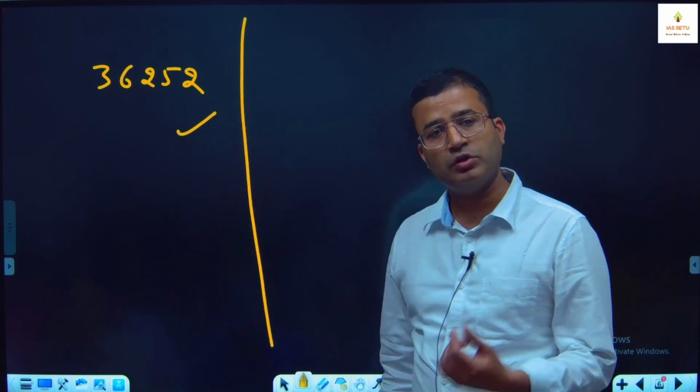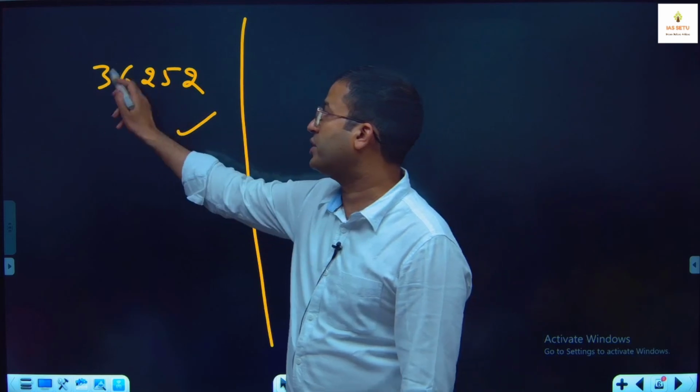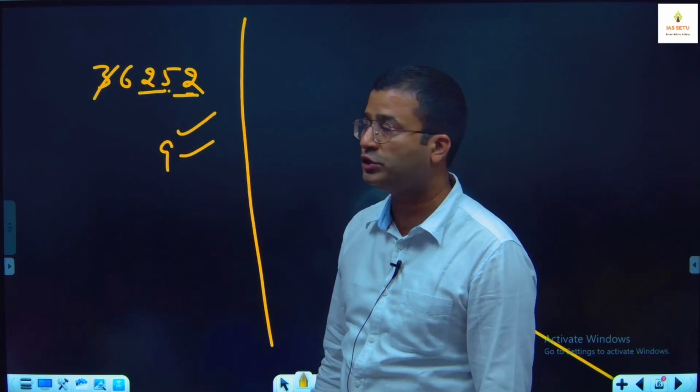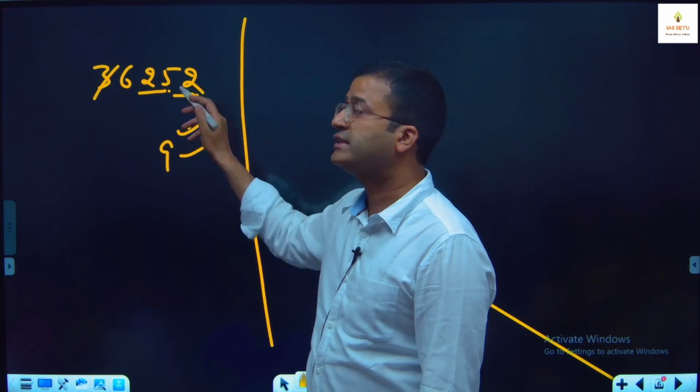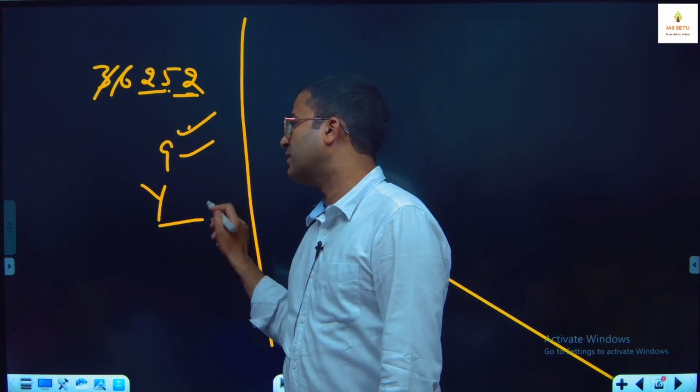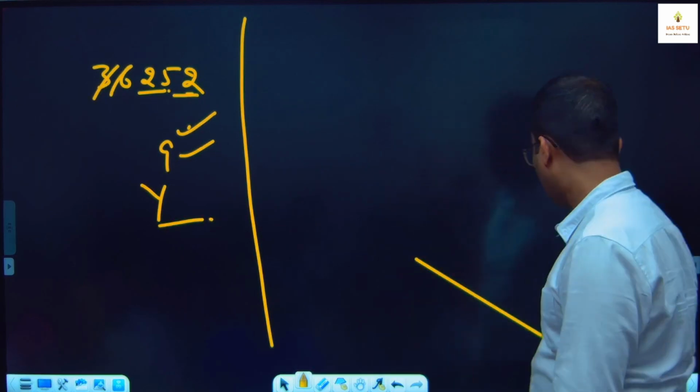Is it divisible by 2? Yes. Is it divisible by 3? 2 plus 5, 7 plus 2, 9. Yes, it is divisible by 3 also. It is divisible by 2 also. Since it is divisible by 2 as well as 3, yes, this number is divisible by 6.